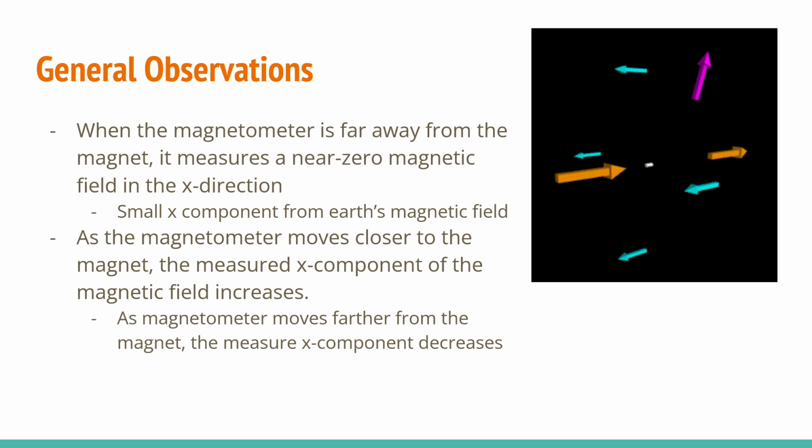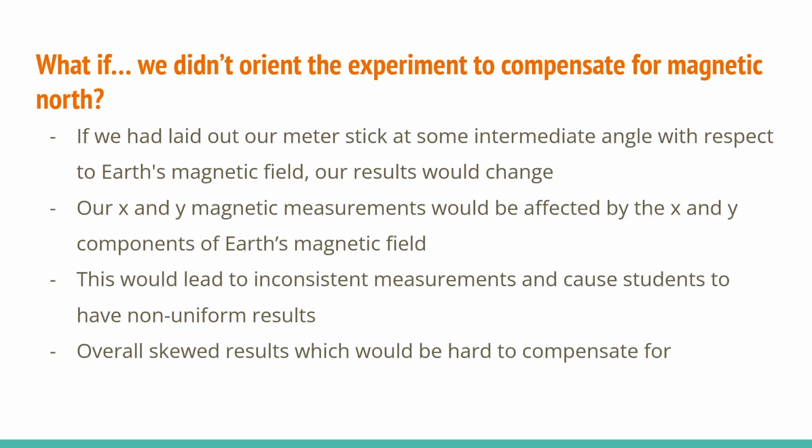General observations. When the magnetometer is far away from the magnet, it measures a near zero magnetic field in the x direction. The small x component is present as a result of the Earth's magnetic field. As the magnetometer moves closer to the magnet, the measured x component of the magnetic field increases. The opposite is also true. As the magnetometer moves farther away from the magnet, the measured x component decreases.